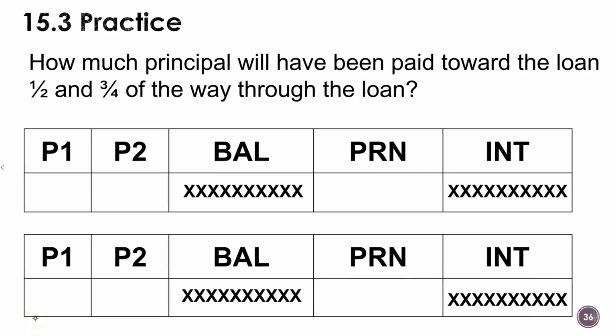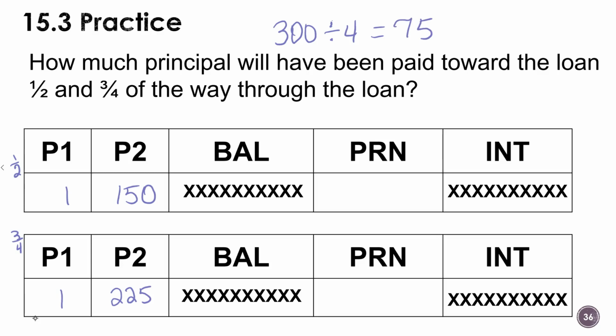And then on the last one, I'm just going to fill in the numbers and you guys can kind of work on it. How much principal will we have paid toward the loan halfway and 3/4 of the way through? And so because this was 300 payments, it was a 25-year loan. Halfway through will be payment 1 through 150. 3/4 of the way through will be payment 1 through 225. If you divide 300 by 4, you see that there's 75 payments in each quarter.